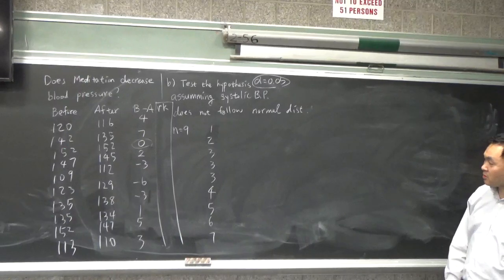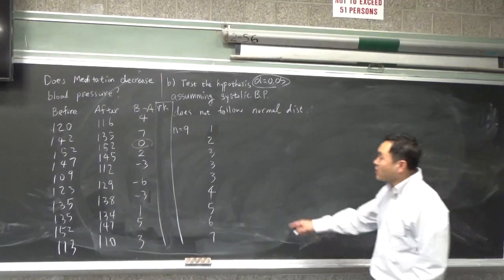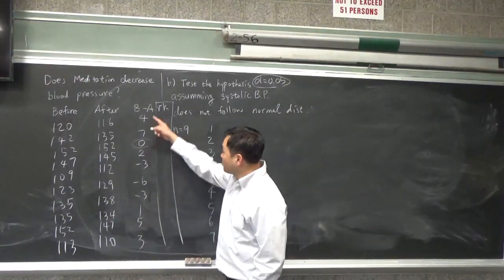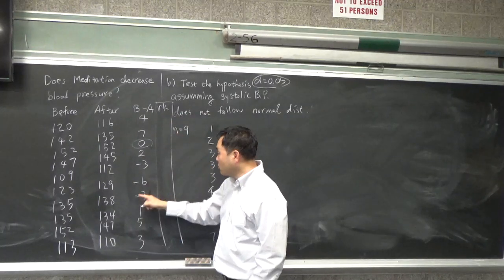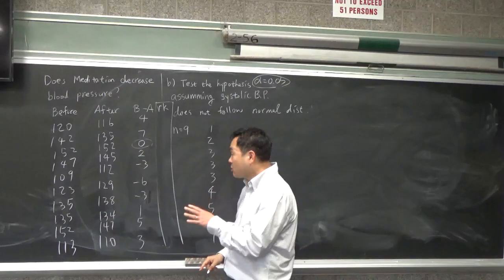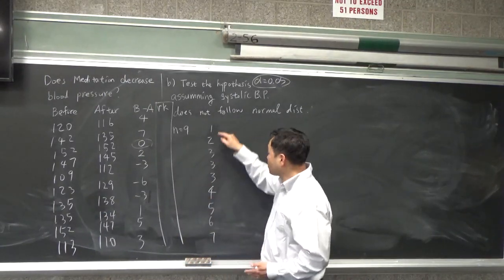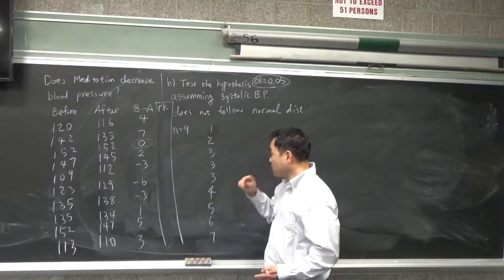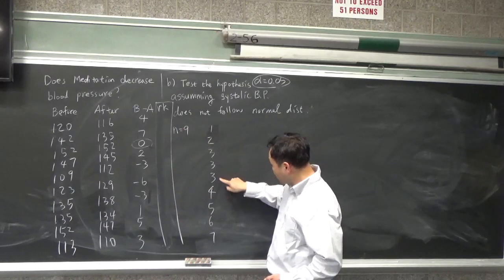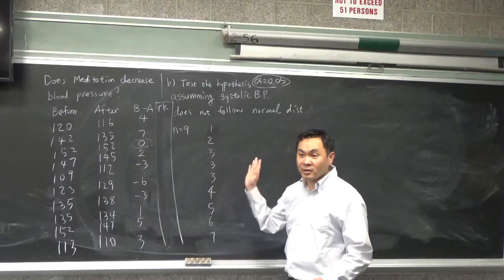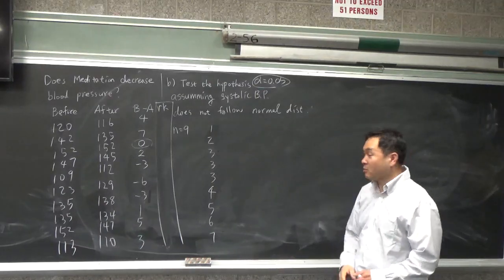Did I leave anything? I just wrote down all the numbers that appear in the B minus A from least to the largest, excluding the minus sign. We think about the minus sign later. I just wrote down from smallest to largest. Since I have 9 data, this better be 9. 1, 2, 3, 4, 5, 6, 7, 8, 9. Okay, so I have 9. So I've put all of them.